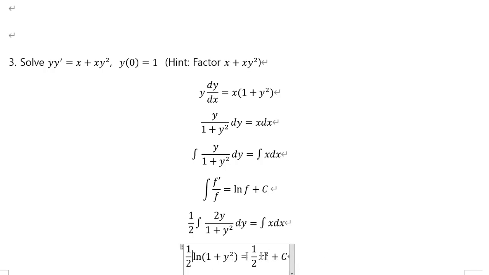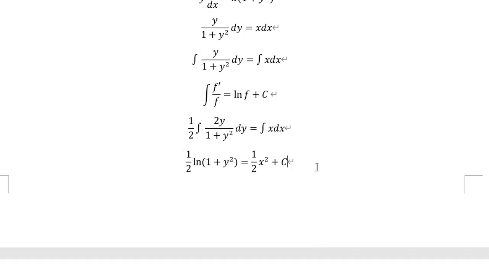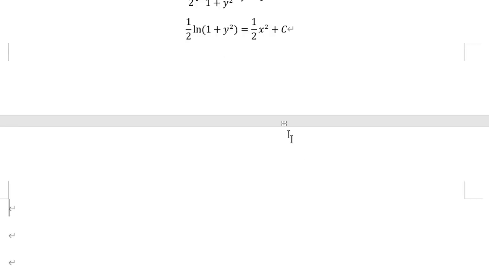Then you still have to solve for y. I want to first multiply both sides by 2. So the result is that we have ln of 1 plus y squared equals x squared plus c. At this point you might say, shouldn't this be 2c? But it doesn't matter because it's just some constant. 2c or c, they just mean some constant. It could be any number, okay?